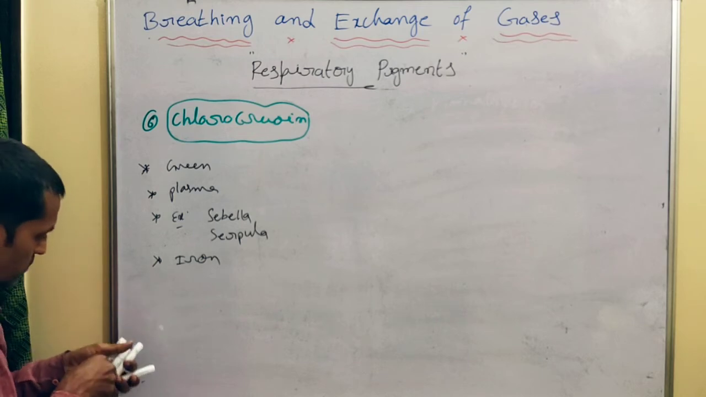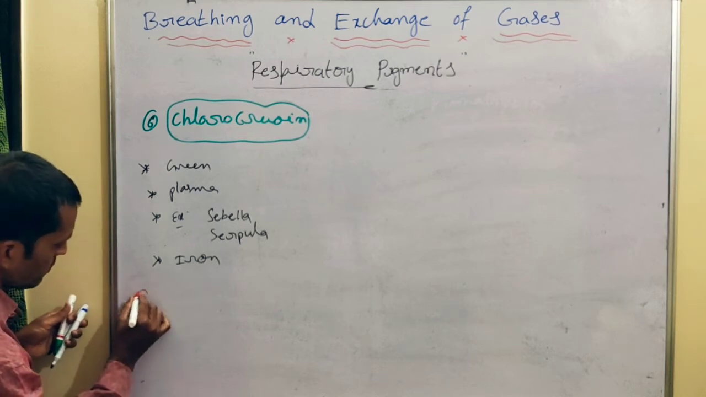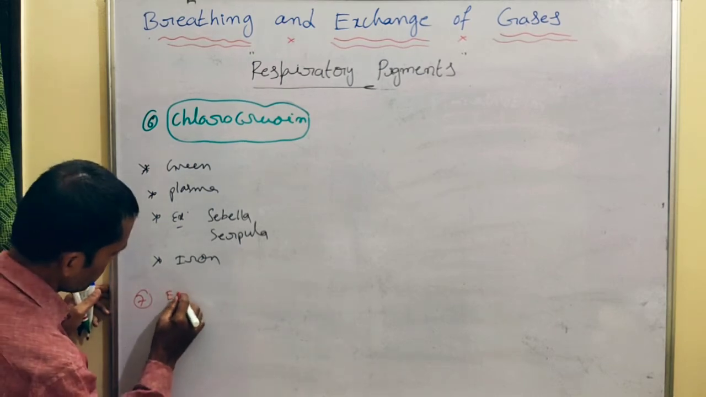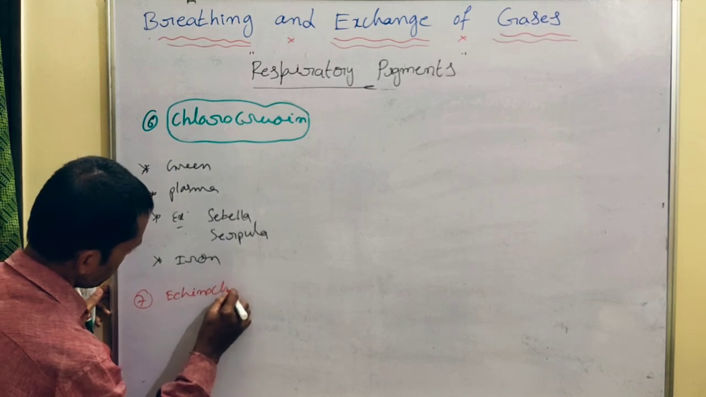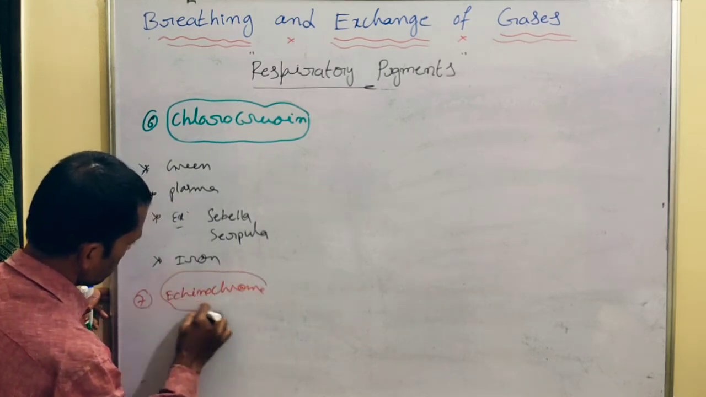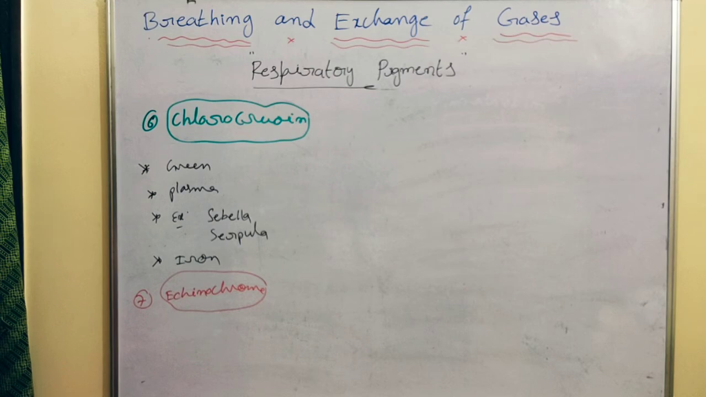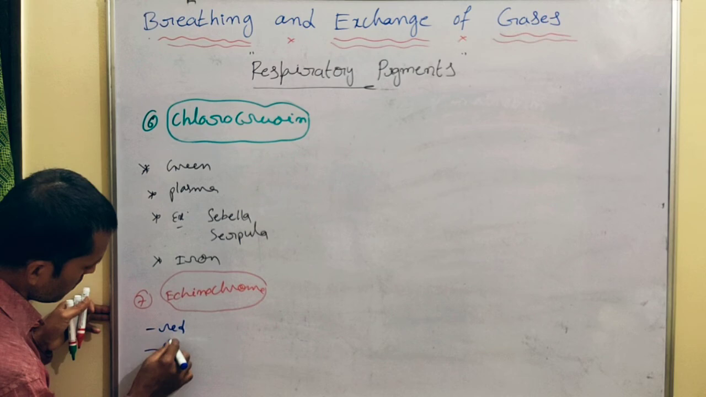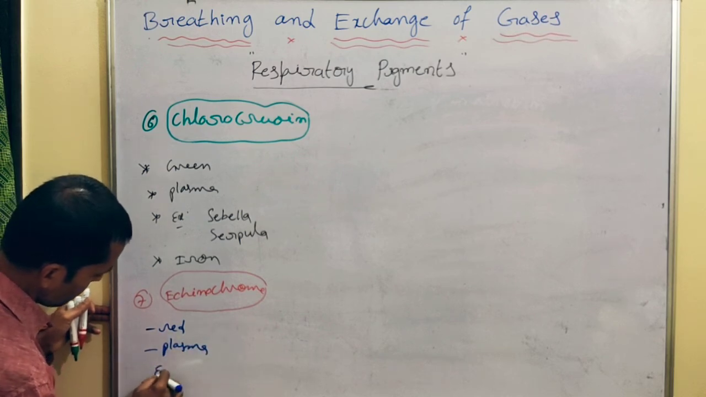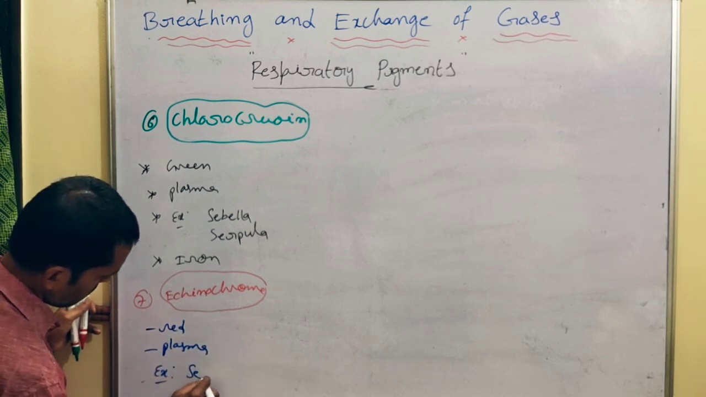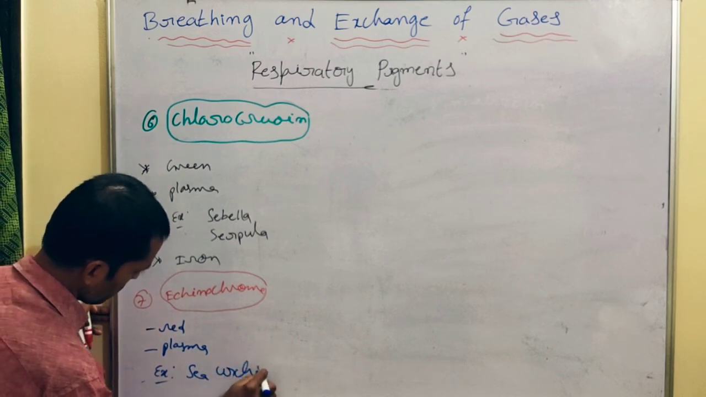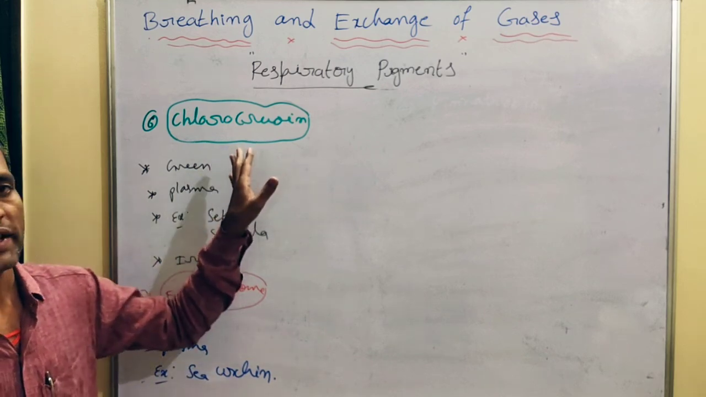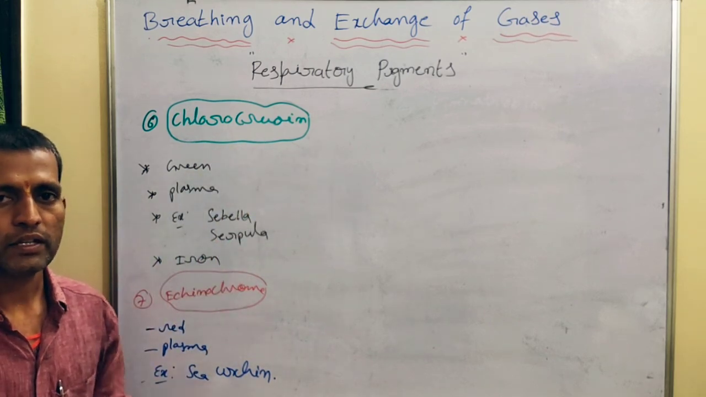Next, the seventh respiratory pigment is echinochrome. It is red in color and found in plasma. The example is sea urchin. It is about various kinds of respiratory pigments in different organisms.